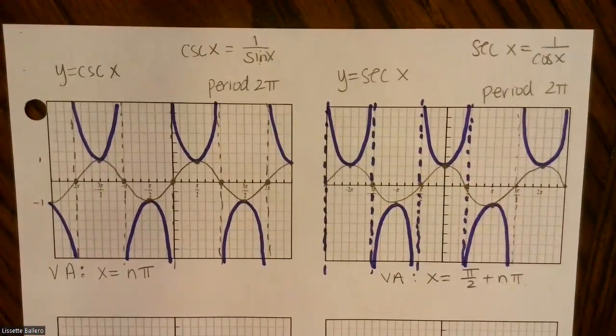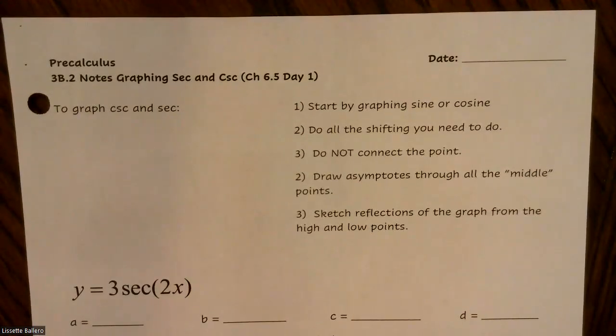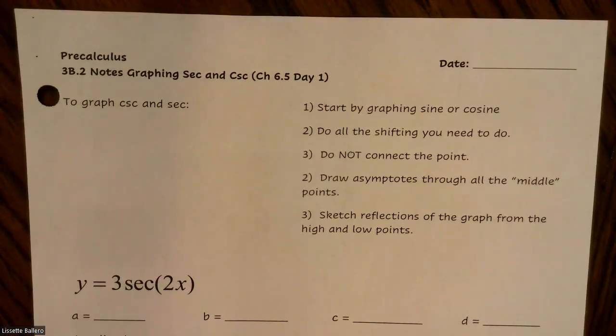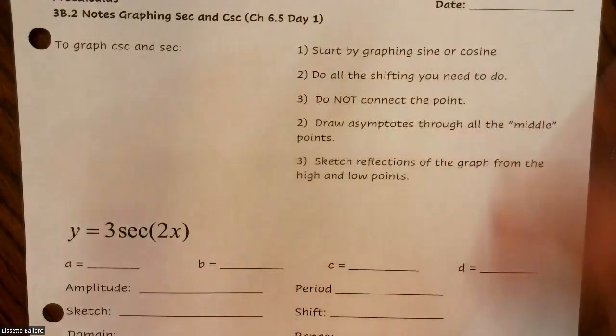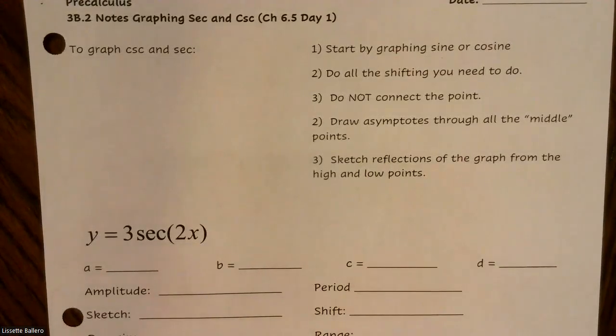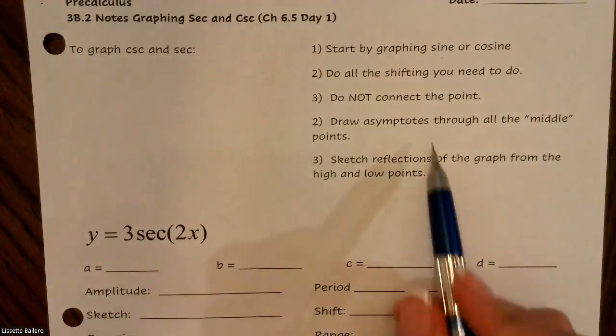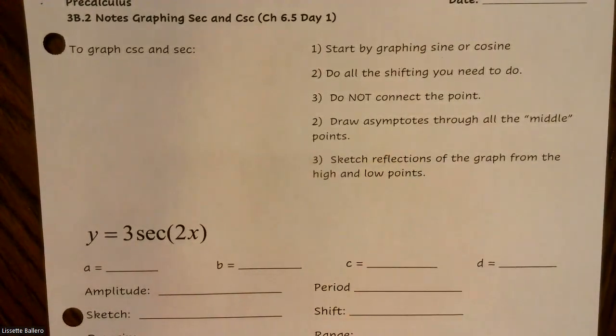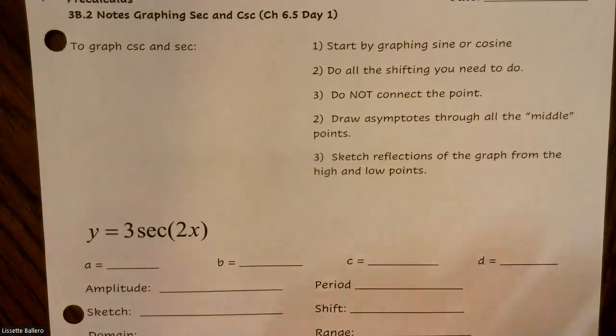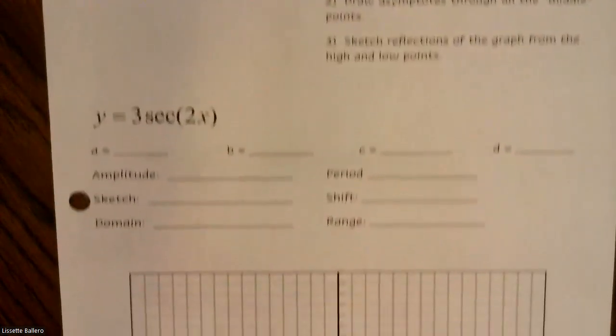So now we're going to go ahead and graph those with some transformations. So let's look at graphing those with the transformations. Right here at the top, it tells you to graph the cosecant and secant graphs. You're going to start by graphing that sine or cosine, and that includes with the transformations. Then we do all the shifting that we need. We do not connect the points if you don't want to. You draw the asymptotes through that middle point, and then we sketch the reflections of the graph from the high or low points.